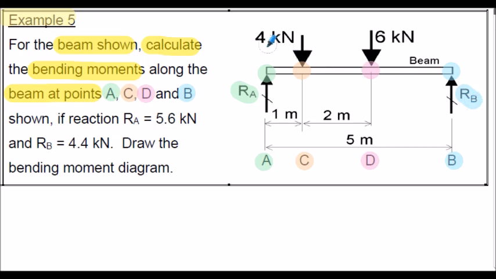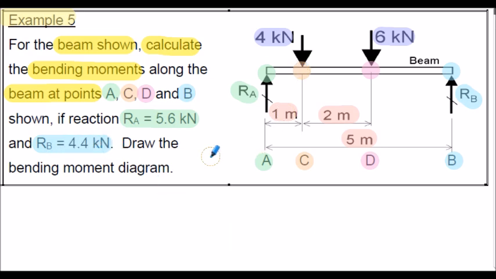We're given the load applied. We have 2 point loads, 4 kilonewtons, 1 metre in from the left-hand end, and 6 kilonewtons, 3 metres from the left-hand end. We have our distances to the point loads, and we have the overall length of the beam. This presentation does assume you've seen previous presentations related to calculating the various reactions, RA and RB here, but to speed up the process of the lecture, we're given in this case reaction RA is 5.6 kilonewtons at the left-hand end, and reaction RB is 4.4 kilonewtons at the right-hand end.